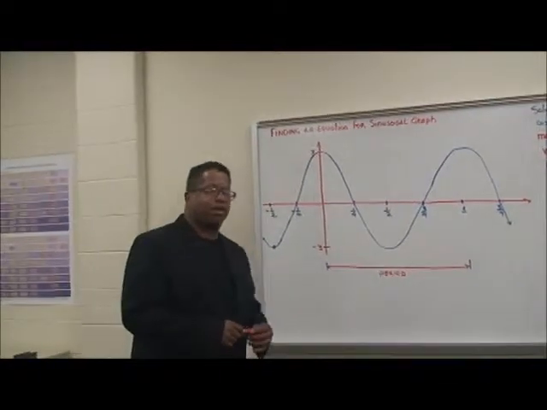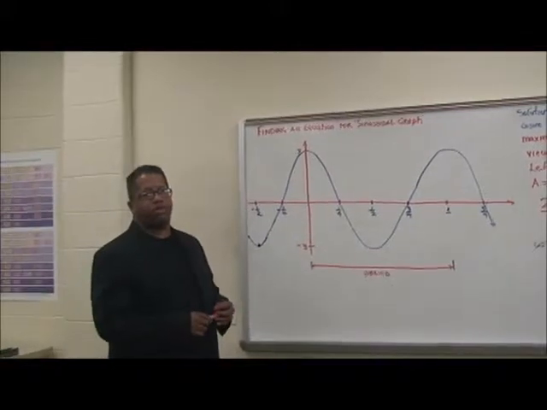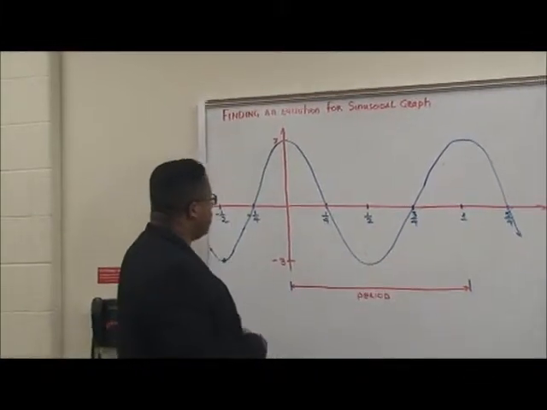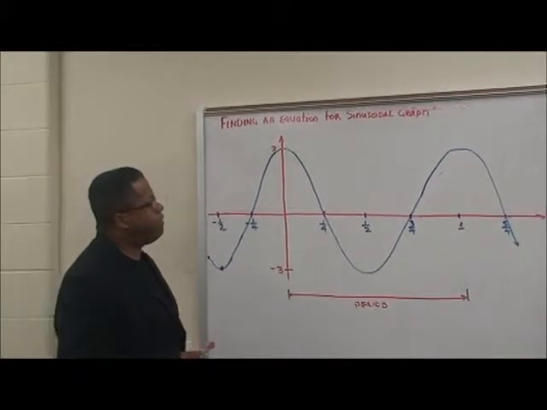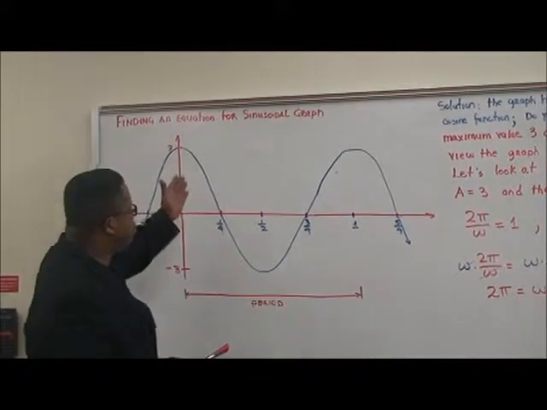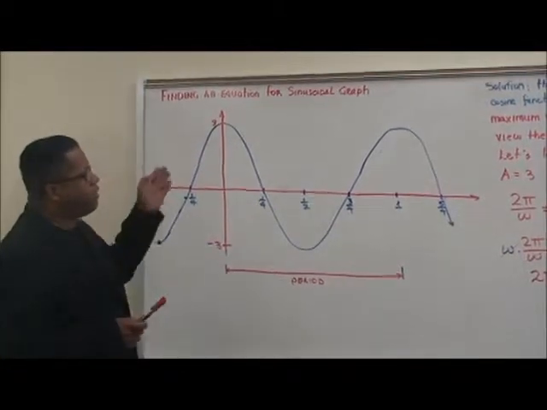Hello and welcome back. We're going to talk about finding equations of sinusoidal graphs. And let's look at a problem. Here we have a function, a graph of a function. And basically, do you notice some characteristics about this graph? What is significant about this graph?